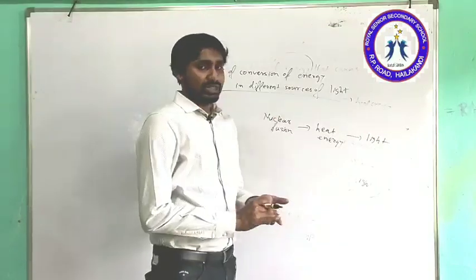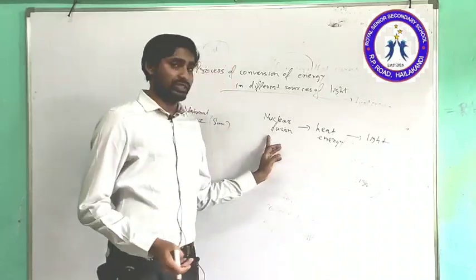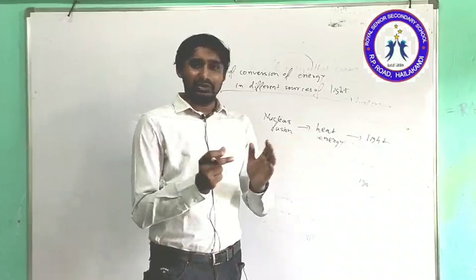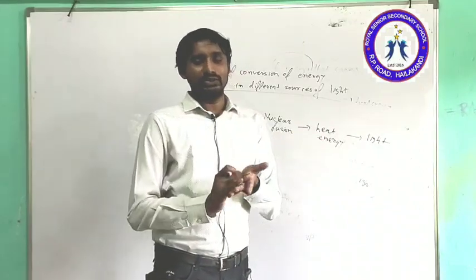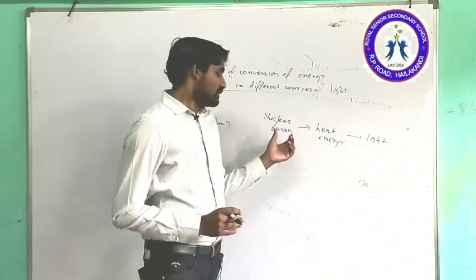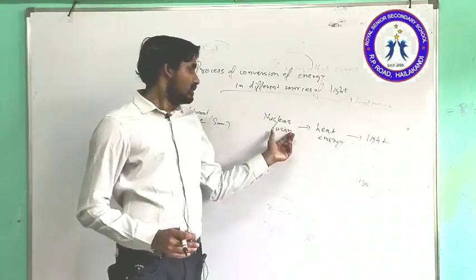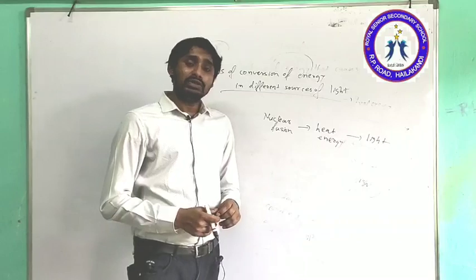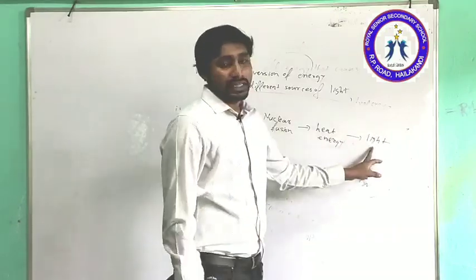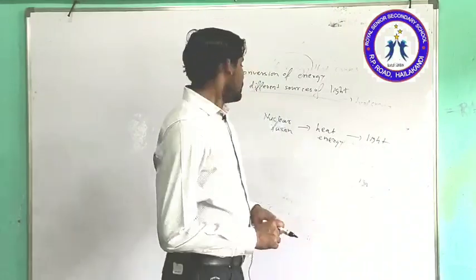In the atoms and nuclear chapter you learn there are two types of nuclear reactions. One is called fusion and one is called fission. Fusion means union, and two lighter nuclei combine to make a heavier nucleus. That type of reaction is called a fusion reaction. In that reaction a huge amount of energy is released in the form of heat, and that is again getting converted into light.